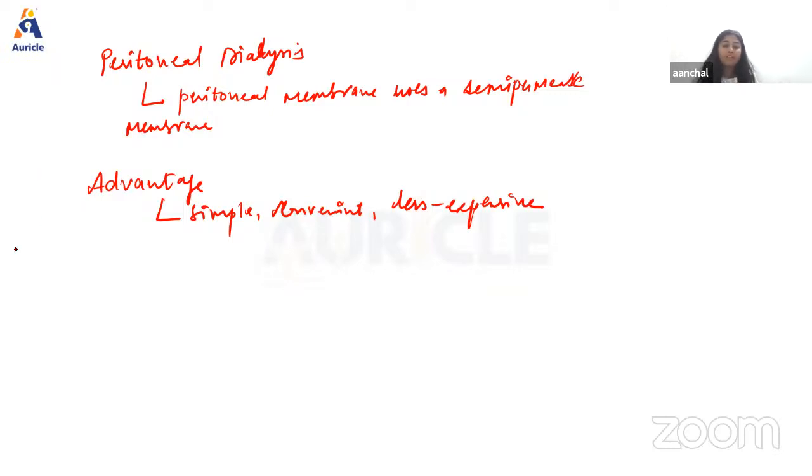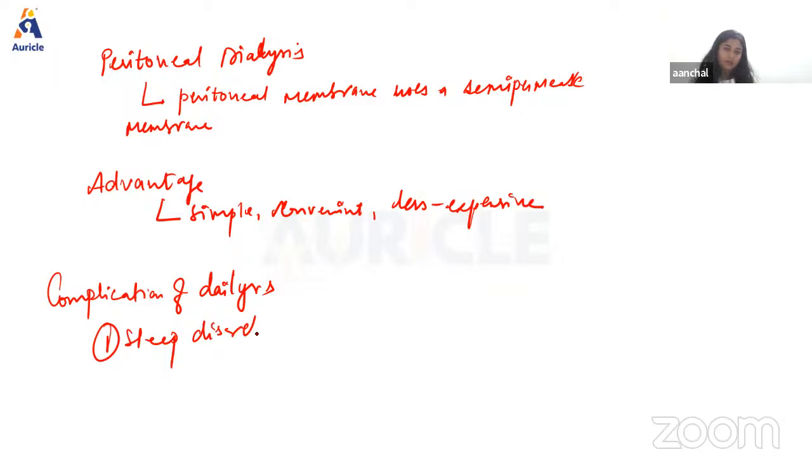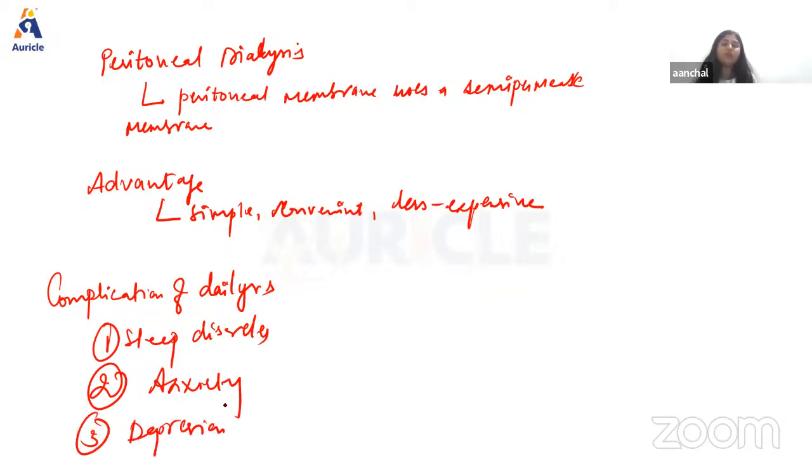If we talk about the complications of dialysis, many complications are there, like sleep disorder. The person can have anxiety and depression. So this is all about the process of dialysis.